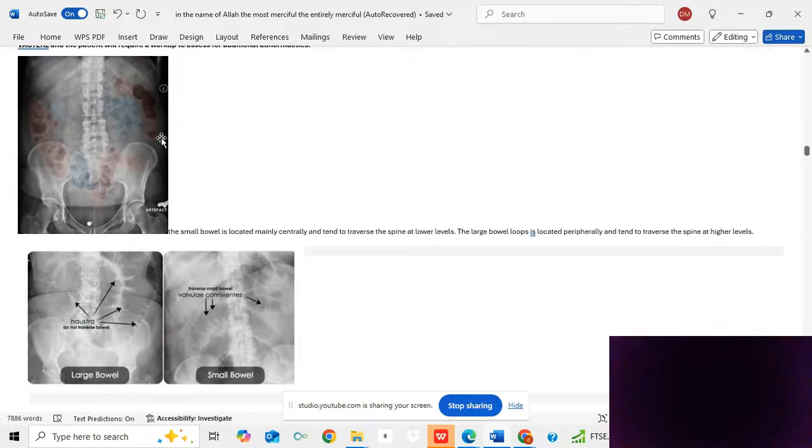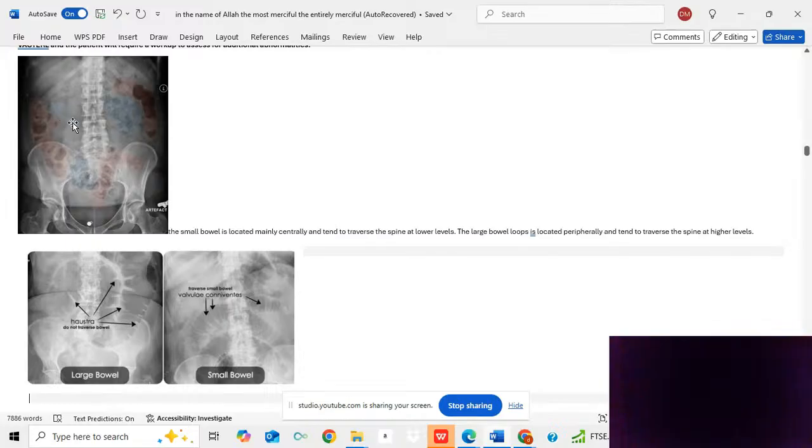Okay, let's start with how to differentiate between the small bowel obstruction and the large bowel obstruction on the abdominal X-ray. So the small bowel loop, from this image, this is a normal abdominal X-ray. The small bowel loops should be located centrally, as you can see here, okay? The large bowel loops tend to be located peripherally, okay?